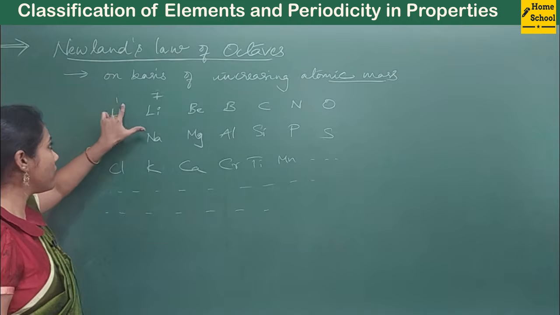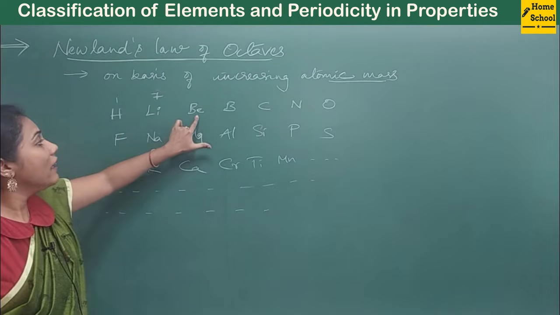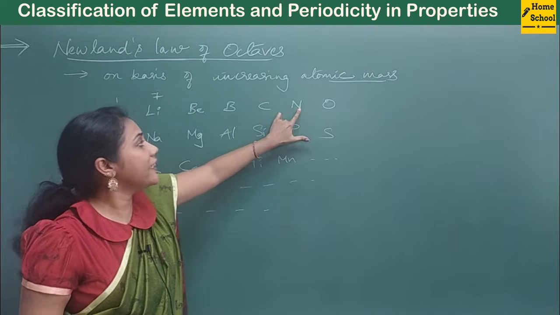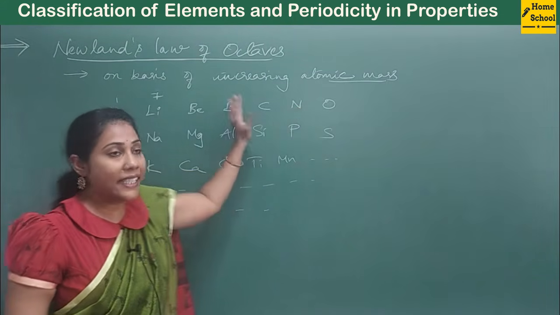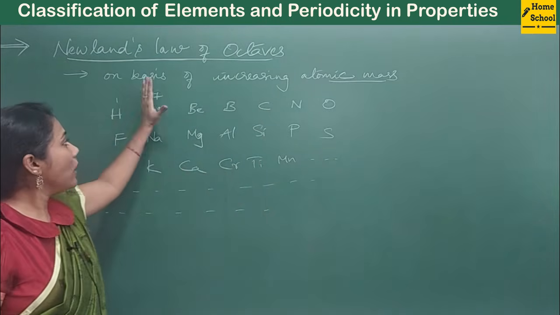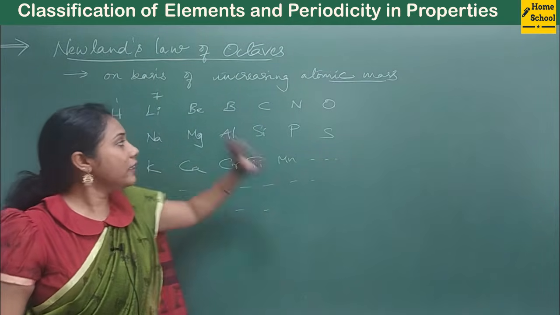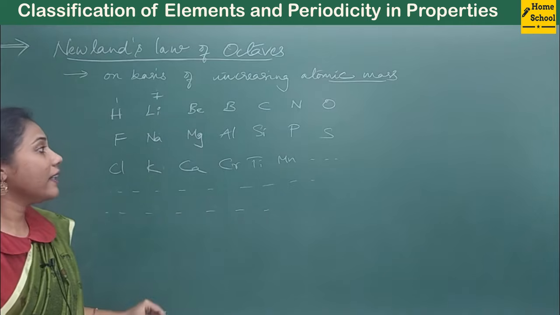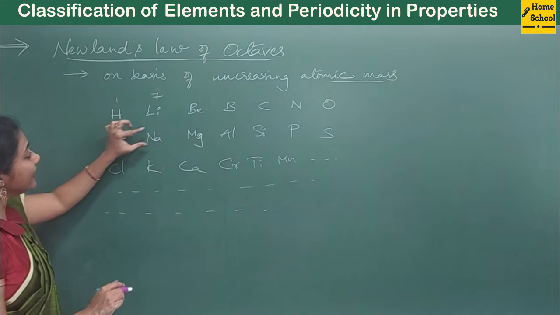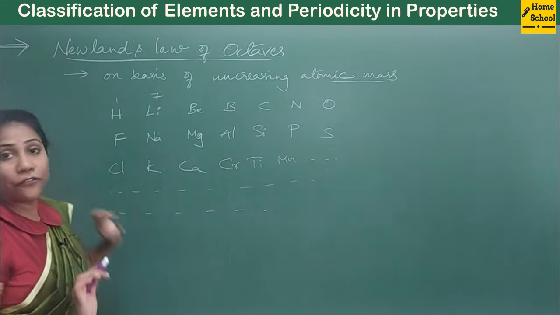Atomic mass of hydrogen was 1, lithium is 7, beryllium you will find 9, boron 10, carbon 12, nitrogen 14, oxygen 16. Like that, atomic mass increasing order you will find in his arrangement. And what he also found was every 8th element was similar to the first element.